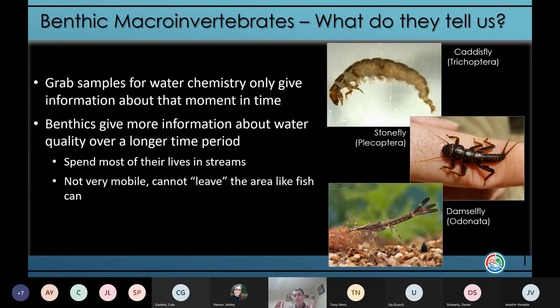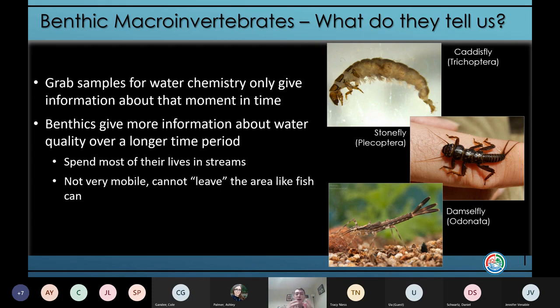So the reason we look at benthic macroinvertebrates: if we are going to a stream and all we do is take a water sample, put it into a cup and take it to the lab, that just gives us a snapshot or an instant picture of what is in that water right then and there. It doesn't tell us if pollution happened to enter the stream a week before. It is only what is in that stream that day when we take the sample.